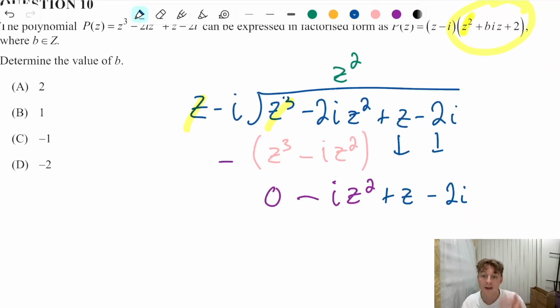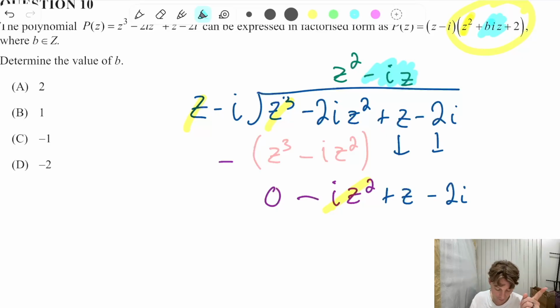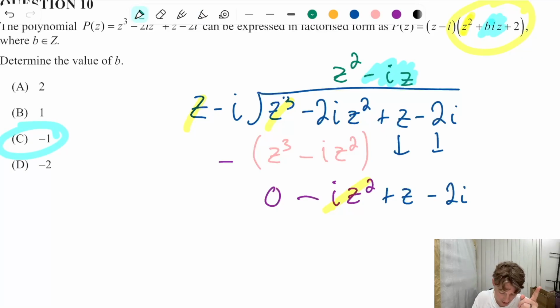I'm finished because if I now divide again, if I divide z by this term here, I simply wind up with negative i z. This is the term in the middle. That is this term here. Or maybe I'll change my color, I'll use blue. This term here is this term here, which means b has to be negative 1. So my answer here is going to be C, negative 1.